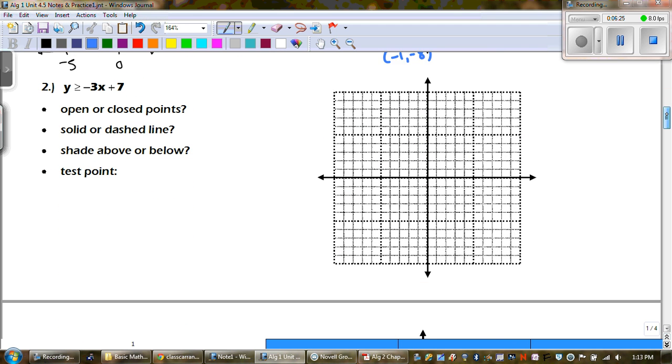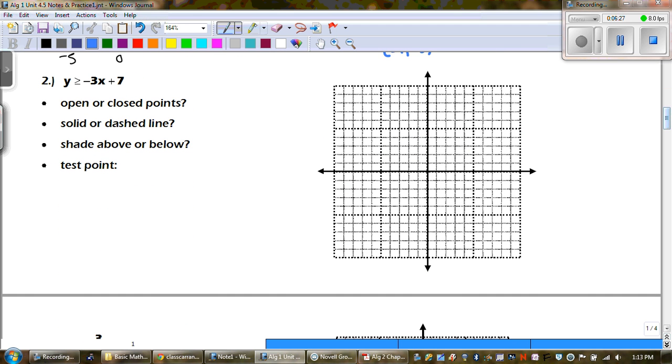All right, let's go through another one. Now, the nice thing about these is y is already by itself, guys. That's good. All right, so looking at the symbol, is it open or closed? It's closed, so that means we're going to have a solid line. Do we shade above or below? We shade above.